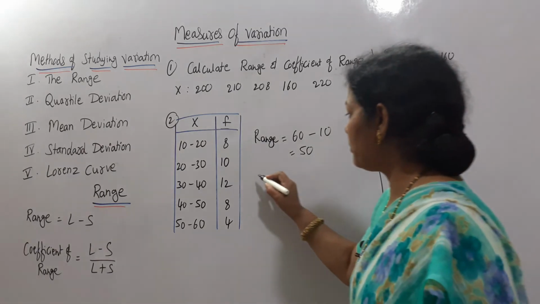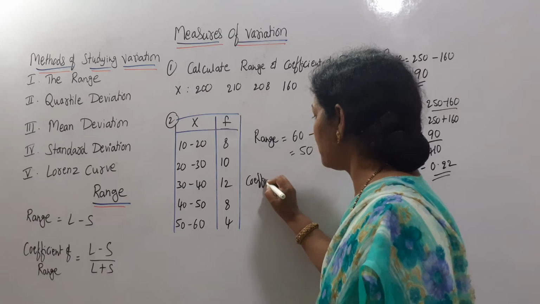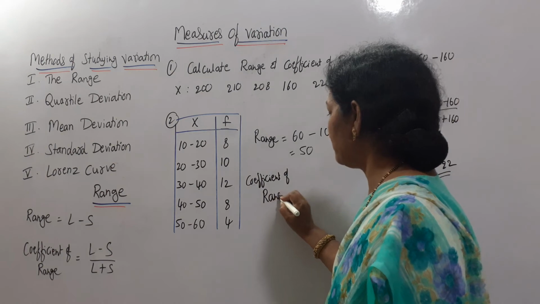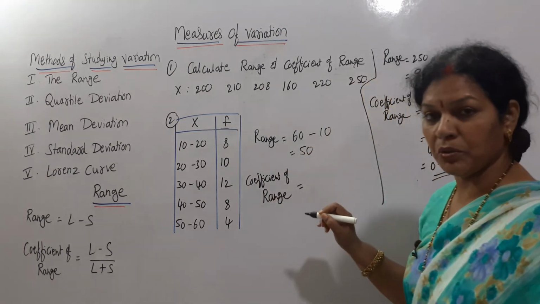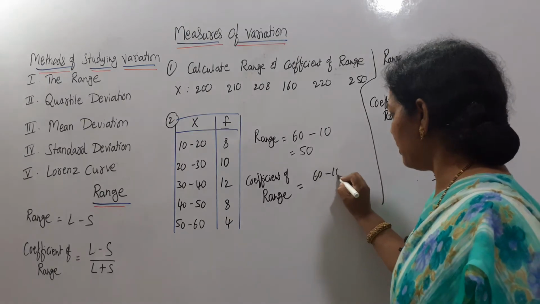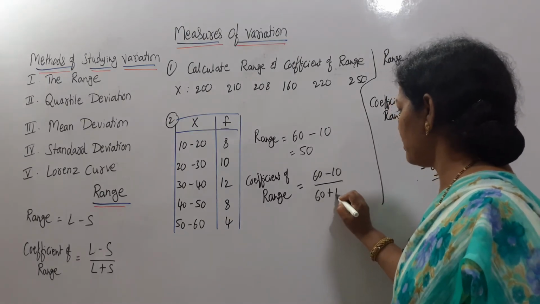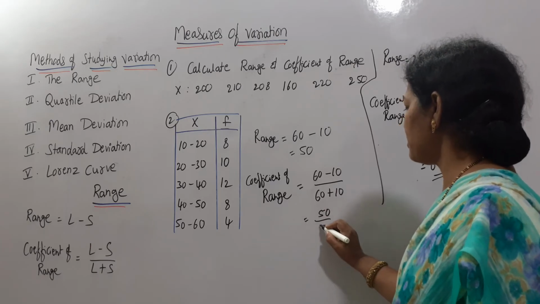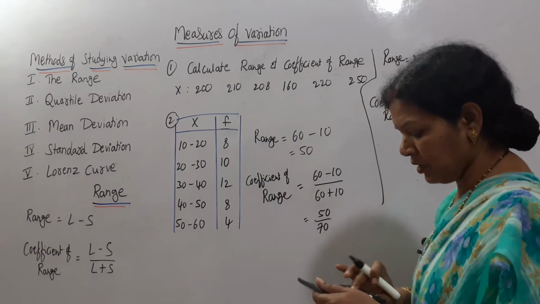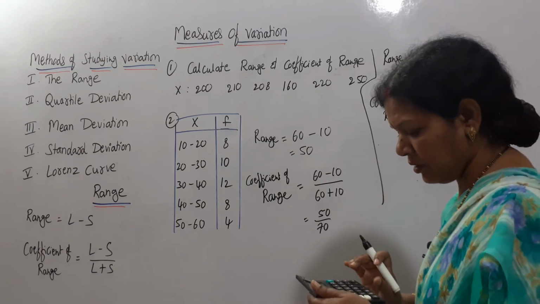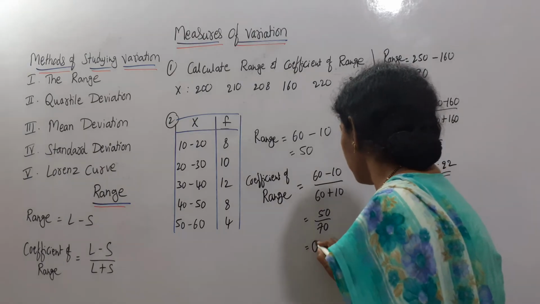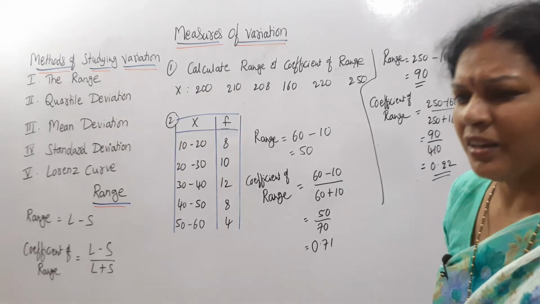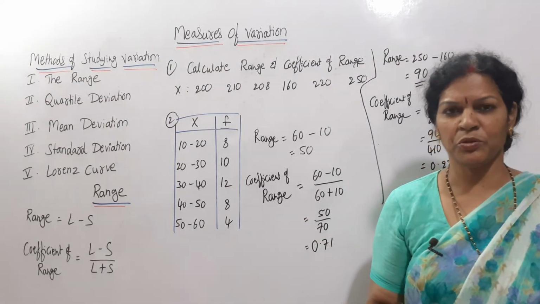In the same way, coefficient of range: L minus S by L plus S. L minus S is 50. 60 minus 10 by 60 plus 10. 60 minus 10 is 50. 60 plus 10 is 70. 50 divided by 70 comes to 0.71. That's all. This is range. There is nothing to worry. Very easy to understand. Am I clear about today's class?